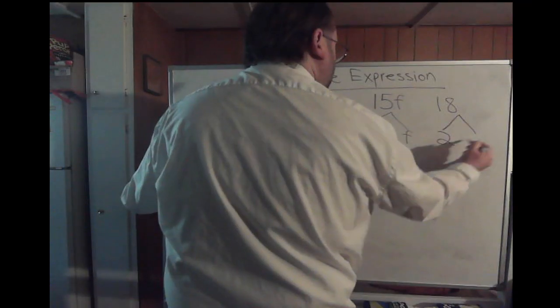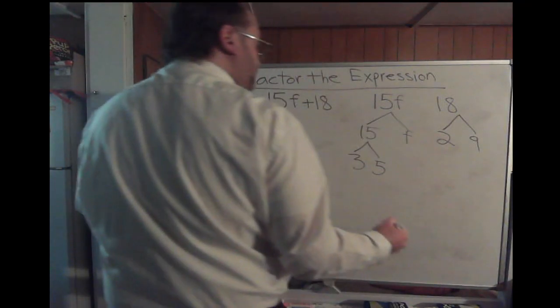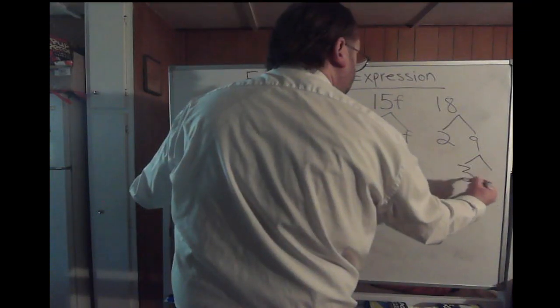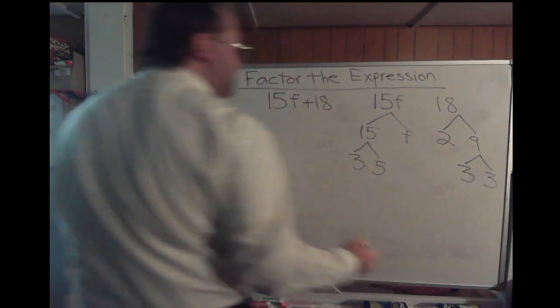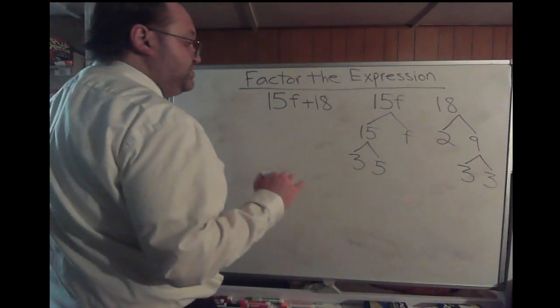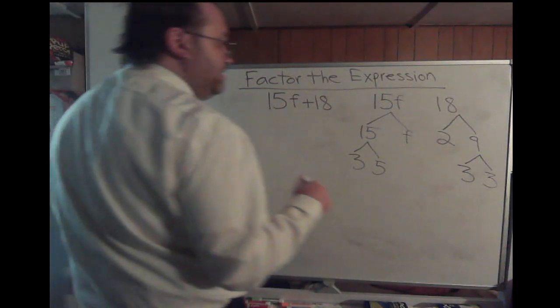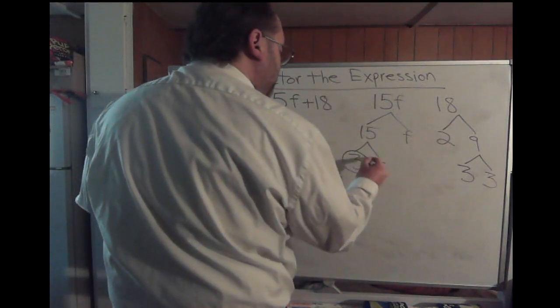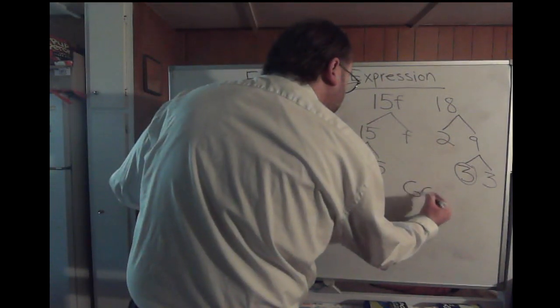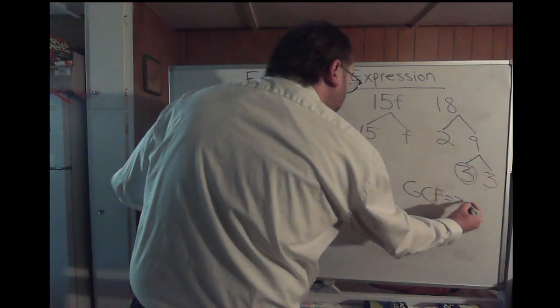18, that would be 2 times 9. 2 doesn't factor further, but 9 will factor further into 3 and 3. Now, we factored 18 completely also. What do they both have in common? The only thing they both have in common is a 3. So the greatest common factor is going to be 3.